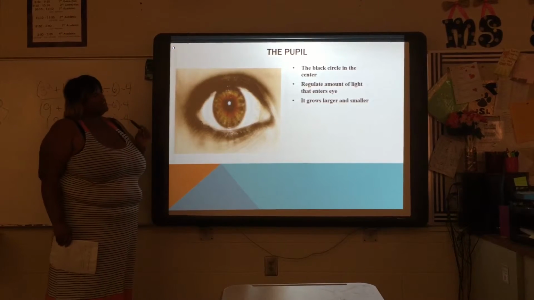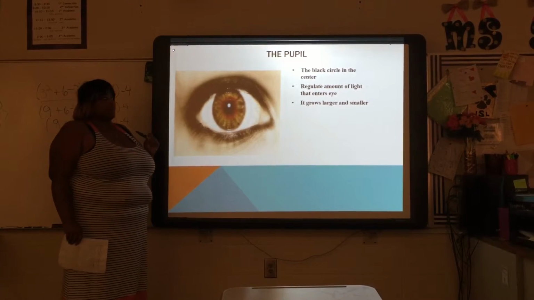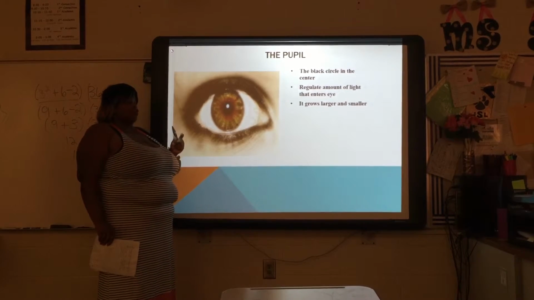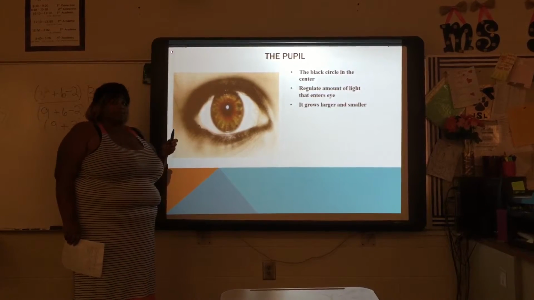The pupil is the black circle in the center of the eye. It regulates the amount of light that enters the eye, and it grows either larger or smaller.